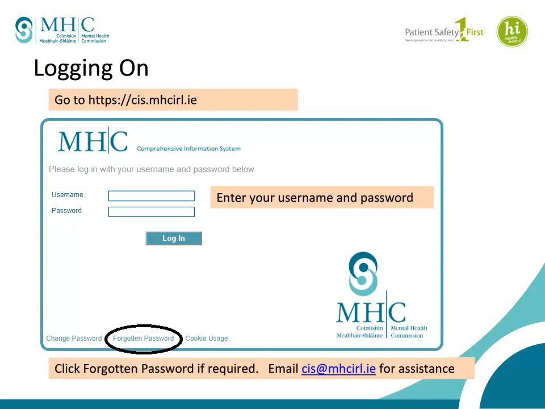Visit the CIS website by typing the web address URL shown on the screen into the address bar of your browser. Enter your username, which is not case sensitive, and enter your password, which is case sensitive. Then click on Login. If you cannot remember your password, click the Forgotten Password link on the bottom of the login screen. If you need assistance, please email the address which is shown on the screen.